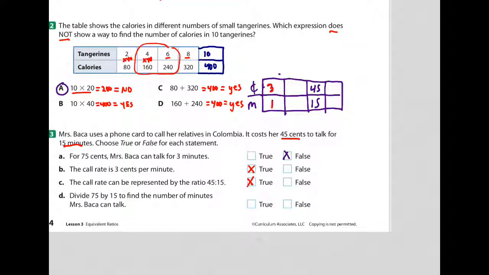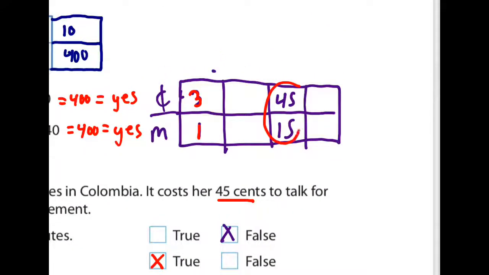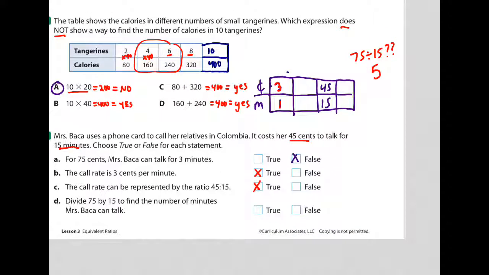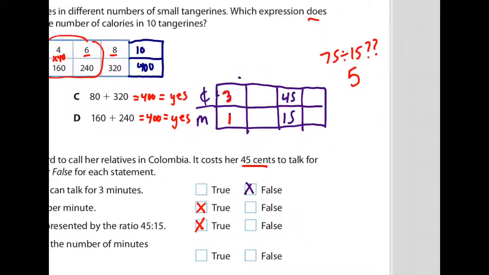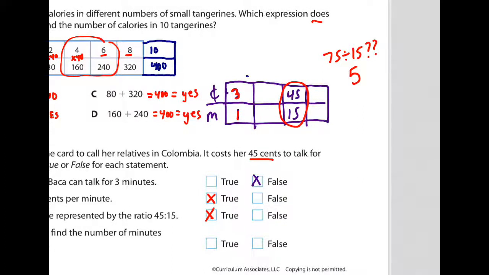And D, divide 75 by 15 to find the number of minutes Mrs. Baca can talk. So let's see there. 75 by 15. Well, if you divide 45 by 15, you get 3, which is not the number of minutes Mrs. Baca can talk. So let's talk about this one for a second. So what if you divide 75 by 15? So if we do 75 divided by 15, that says Mrs. Baca can talk for 5 minutes, right? But this is not going to be true because, remember, the ratio is 45 to 15. If you divide 45 by 15, then maybe. But 75 divided by 15 will not get the number of minutes Mrs. Baca can talk. All right? So that one's a false.